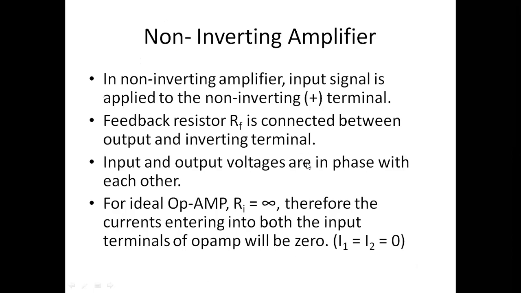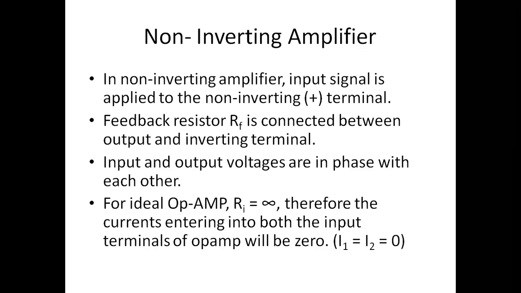Now we are supposed to study the non-inverting amplifier. Here in the non-inverting amplifier, we give the input to the non-inverting terminal. The feedback resistor is connected the same way as in the inverting amplifier, between the output and the inverting input terminal. But here we are giving the input voltage to the positive, non-inverting terminal. So there will be a 0 degree phase between output and input. So we can say input and output voltages are in phase with each other.